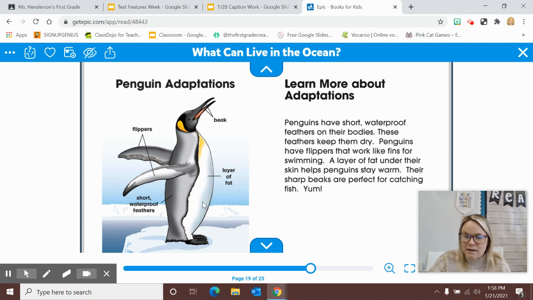It is labeling that part of the penguin's body. Over here is the label flippers. Look, it is labeling the two flippers. And here it says short waterproof feathers.